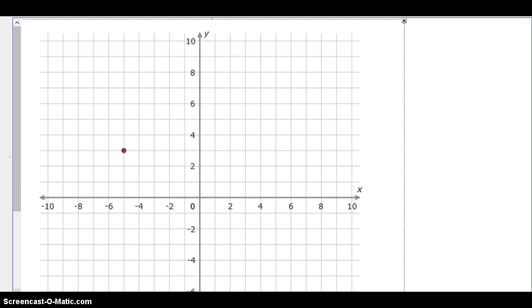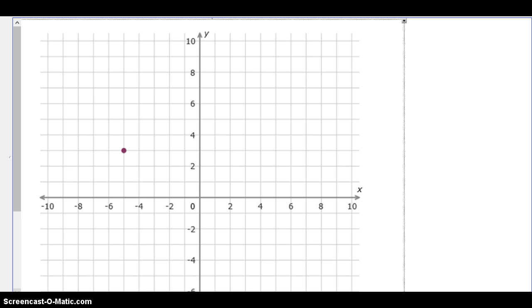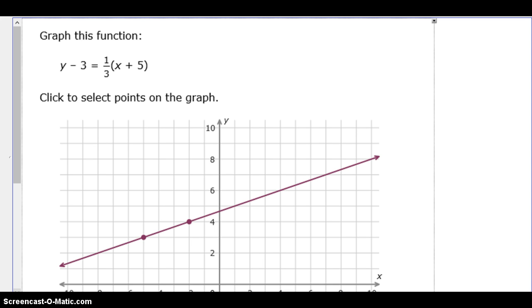Then I say, all right, now I'm going to go back in and find the slope. Well, the slope always lives right next to the x. It's that 1/3. So from this point, I am going to go up 1 over 3. Put a new dot there, and bam, I've got a line. So I did -5, 3, and then I went up 1 to the right 3. I could have gone down 1, back 3, and it would have ended up on the same line.